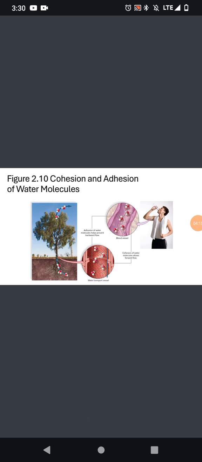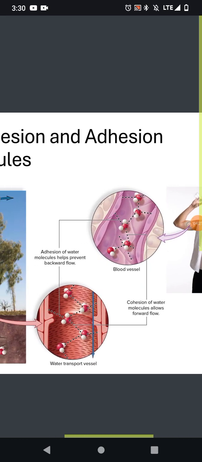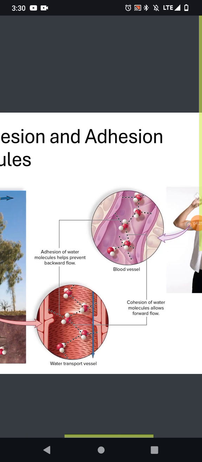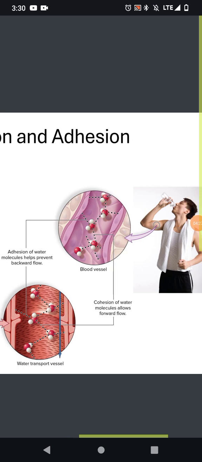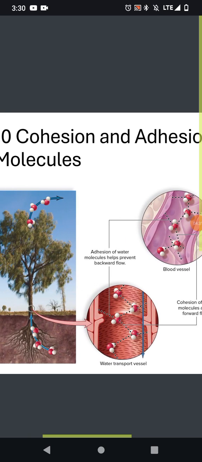Cohesion and adhesion of water molecules. So here's a little diagram. Adhesion of water molecules helps prevent backward flow. Water transports in a vessel, a blood vessel. Cohesion of water molecules allows for a flow.